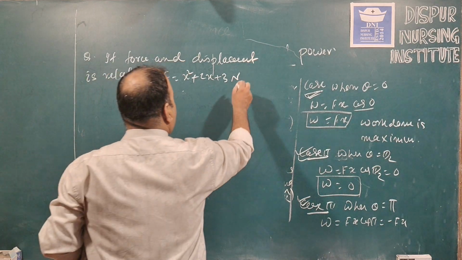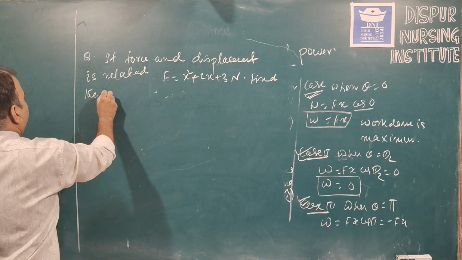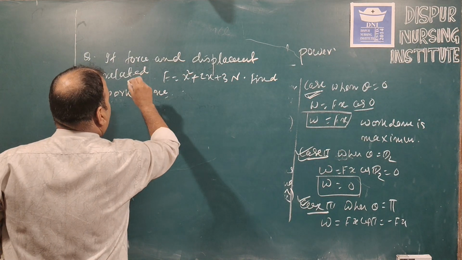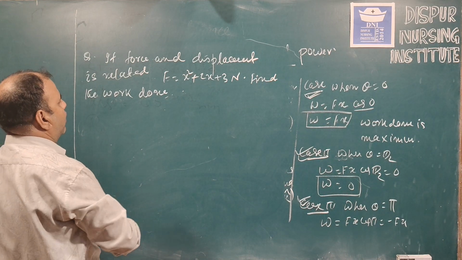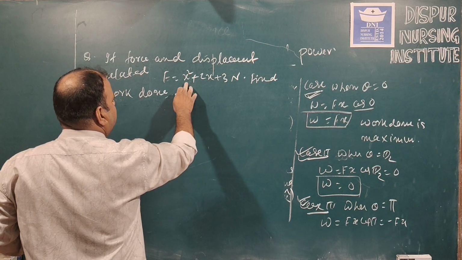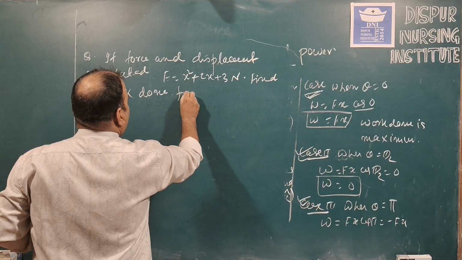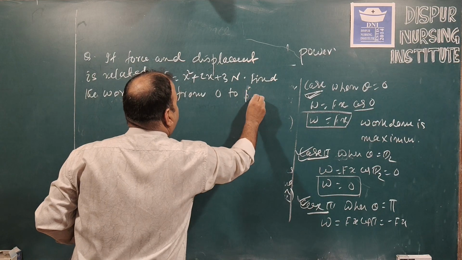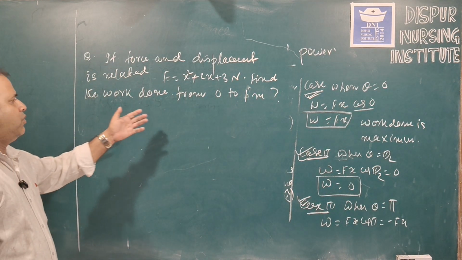Find the work done. We have to calculate the work done. You see displacement is given. So find the work done from 0 to 1 meter. So we have to calculate the work done from 0 to 1 meter.